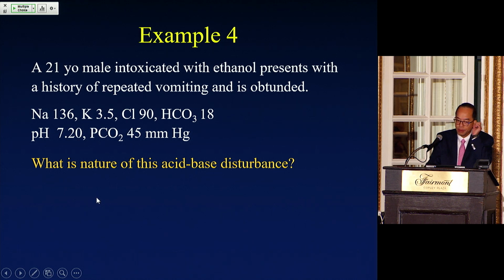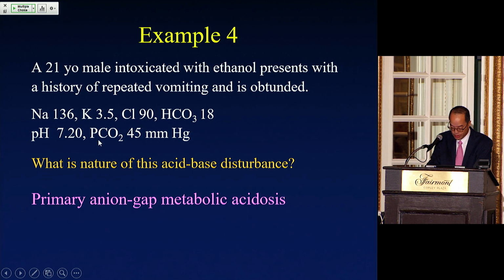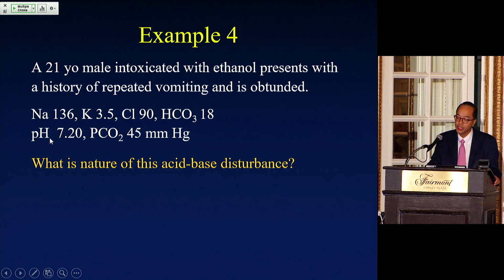So here are some examples to illustrate that. Here's a 21-year-old male who's been intoxicated with ethanol and presents with repeated vomiting and is obtunded. The question is, what is the nature of this acid-base disturbance? If we hone in on the pH, this is acidemia. The bicarb is low, so it's obviously a metabolic acidosis.